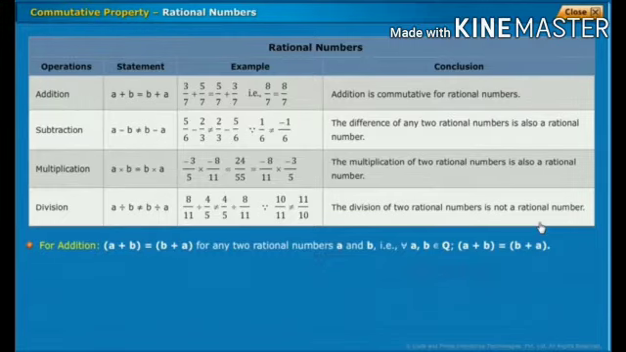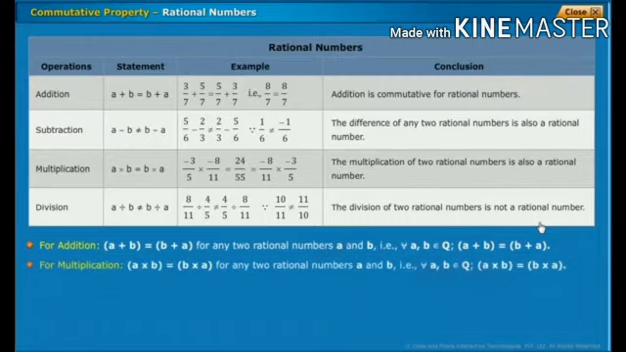For addition, a plus b is equal to b plus a. LHS is equal to RHS. So it satisfies the condition. For multiplication, a into b is equal to b into a. Multiplication is also commutative. LHS is equal to RHS. For subtraction and division, it is not commutative.